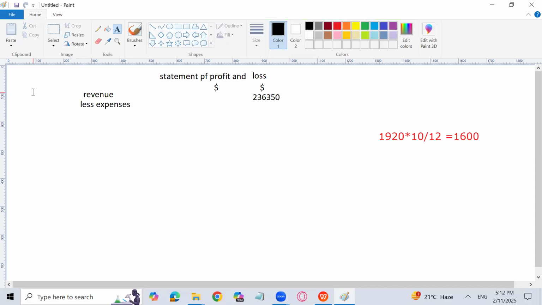I have told you already that nowadays service business questions are coming in the paper. We have solved those questions when we were doing final accounts of sole trader, and now it is also used in the partnership also.